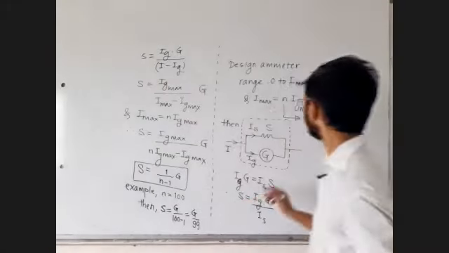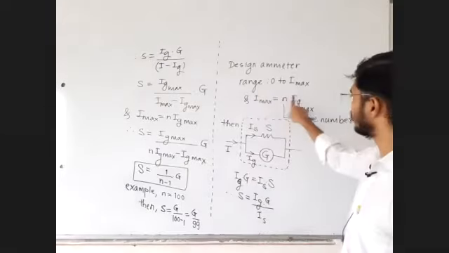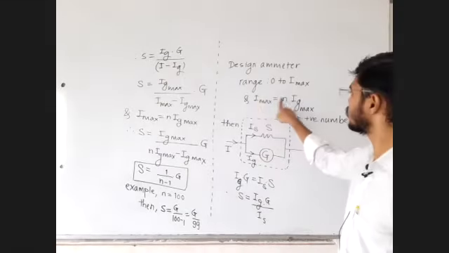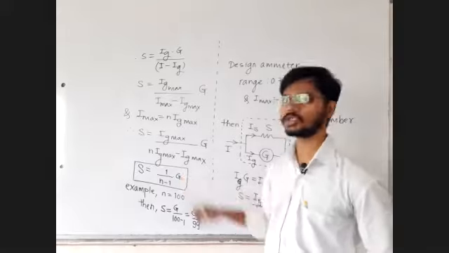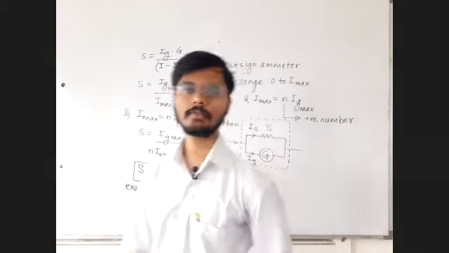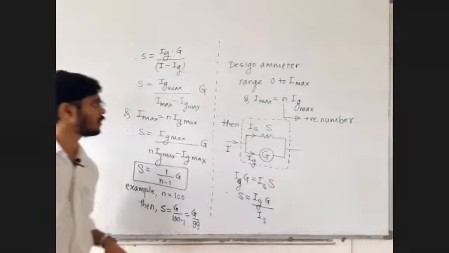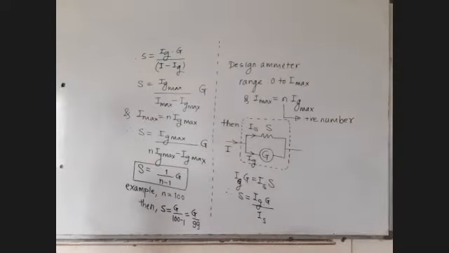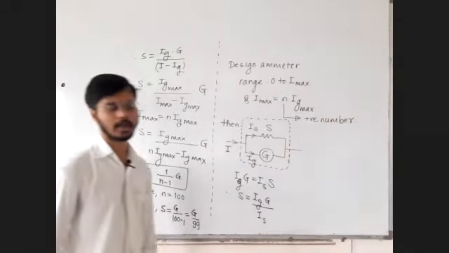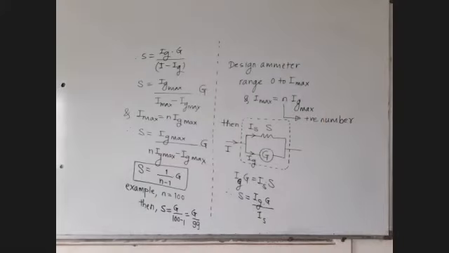Just check what is I max divided by Ig max. Get the value of N, put it here, G upon N minus 1. Immediately you can design the ammeter. Okay, sir. Chalo, now let us try to solve the examples.